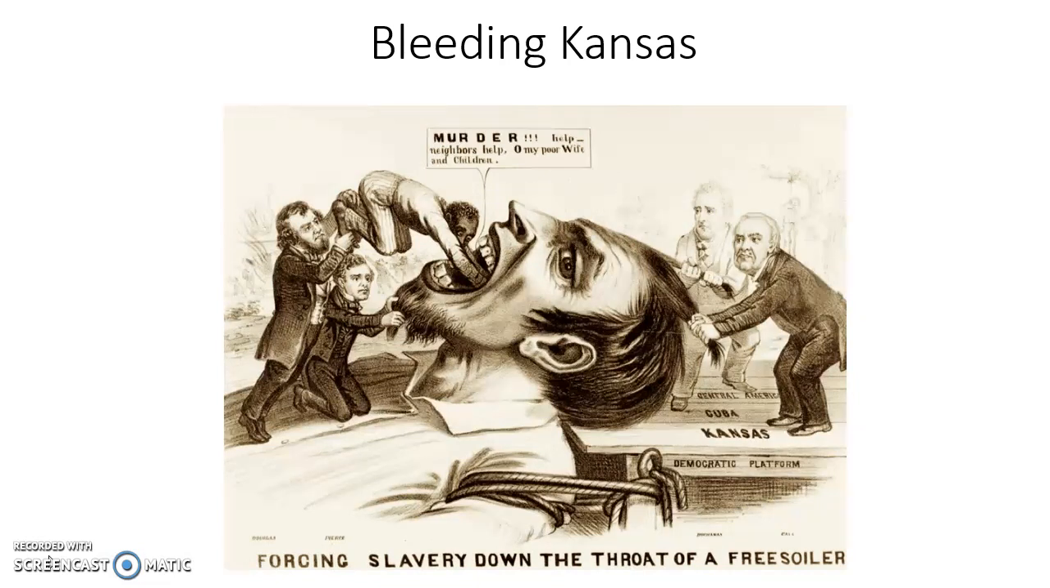So Bleeding Kansas, first let's look at John Brown, because John Brown really does become involved in this. Early in his life, he was born around 1800. He was from Connecticut, and his father was a very strict Calvinist.